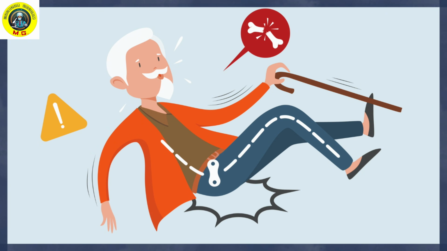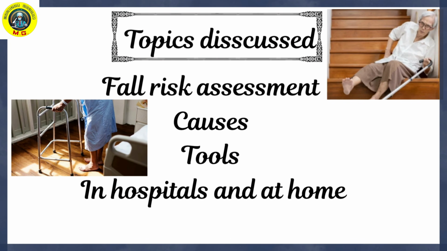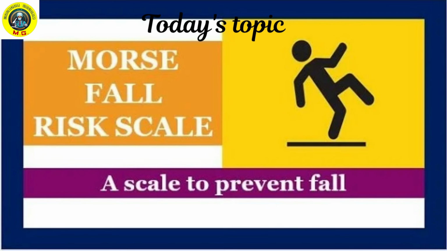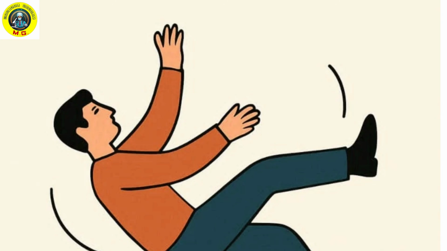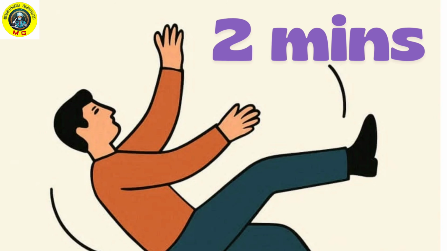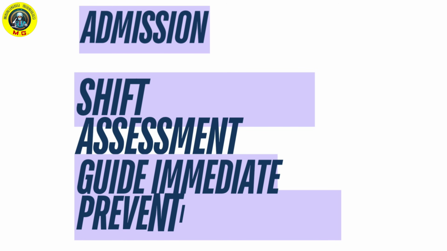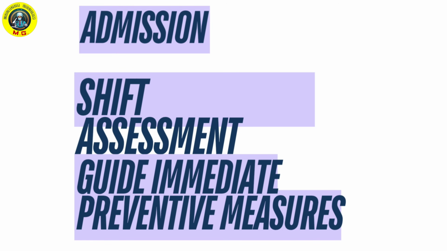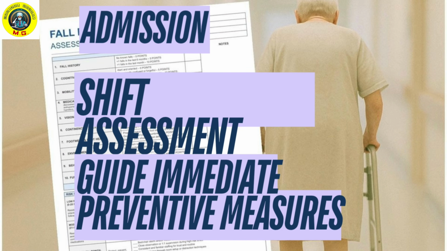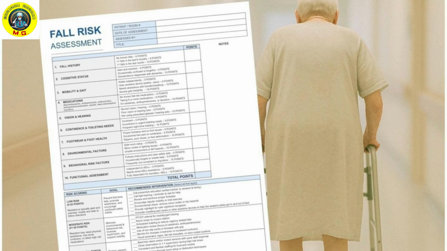Till now, we have discussed fall risk assessment, causes, tools, and fall risk assessment in hospitals and at home. Today we will discuss the Morse fall scale in detail. The Morse fall scale is a quick, evidence-based nursing tool used to identify a patient's risk of falling. It takes under 2 minutes, fits seamlessly into admission and shift assessments, and guides immediate prevention measures. I will walk you through each item, show you how to score it, and demonstrate a complete example.